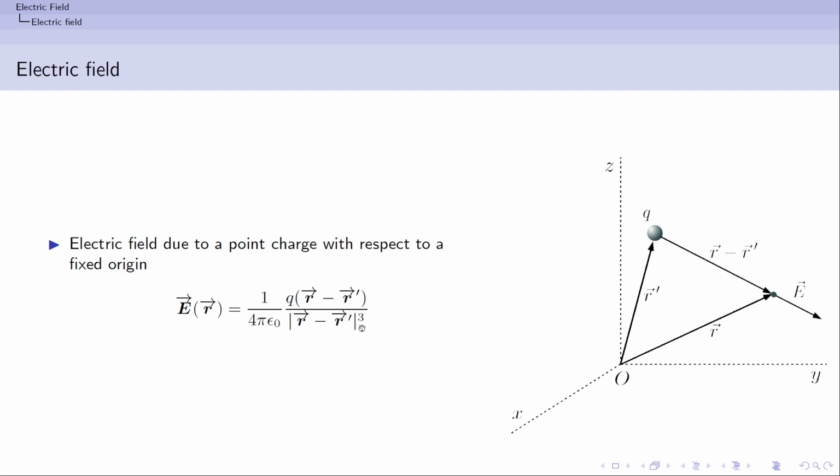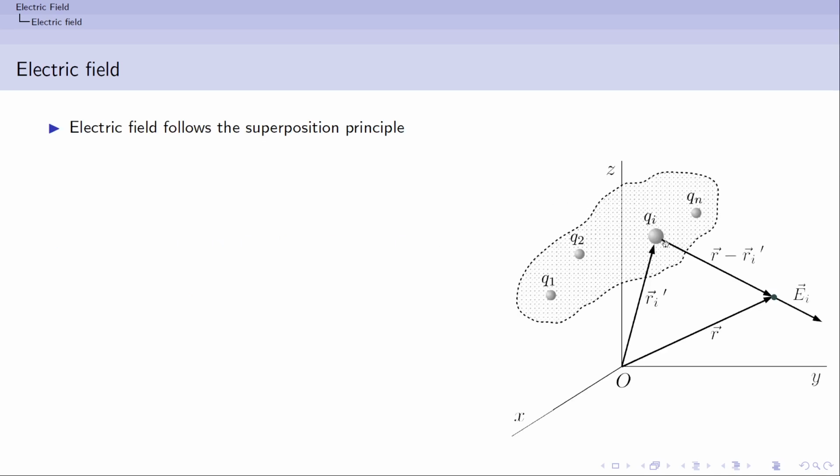Now how did this 3 come here? It was supposed to be 1 by r square. That is because I have also incorporated the unit vector along this direction. Along this direction, the unit vector is r minus r prime divided by modulus r minus r prime, and already we had q divided by modulus r minus r prime squared, and the modulus r minus r prime comes from the denominator of the unit vector. When you bring them together, we get a power 3 here, but otherwise this is not an inverse cube equation, this is still an inverse square law. So it is the electric field due to a point charge with respect to a fixed origin.